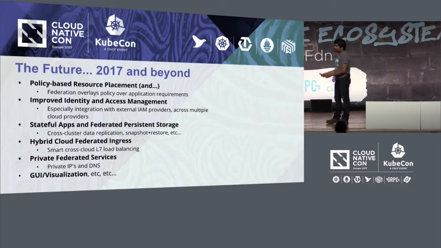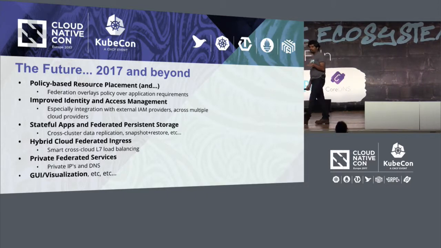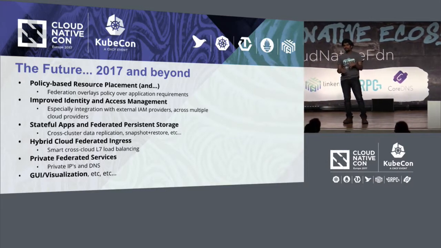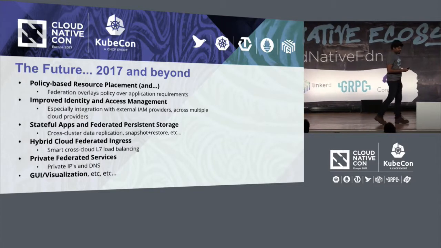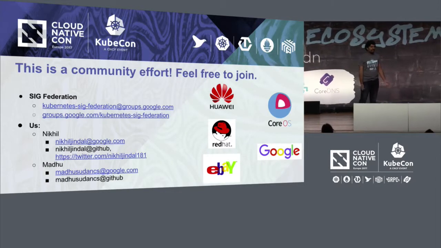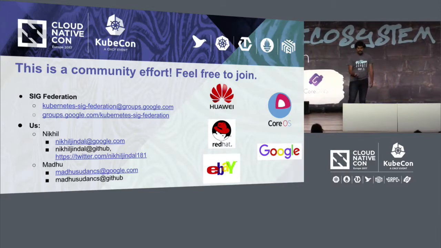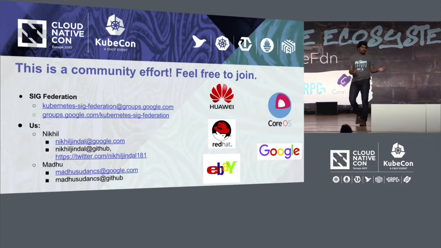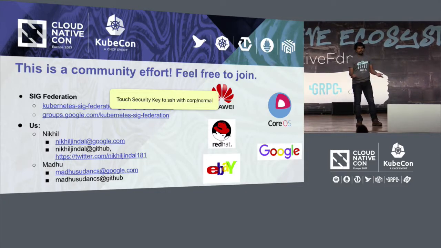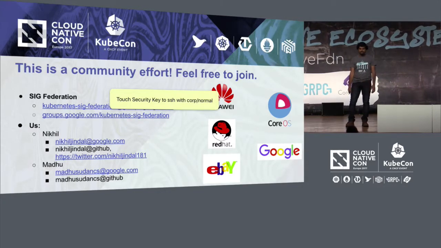And we are improving how the access management and identity work. And the work that I talked about, that federation control plane becomes the single place where you apply all the policies. We are doing a lot of work there as well. So there's still a lot of work left to be done. And Madhu and I have been just lucky enough to be presenting it here, but we are not the only ones working on it. Like everything in Kubernetes, this is a community effort.